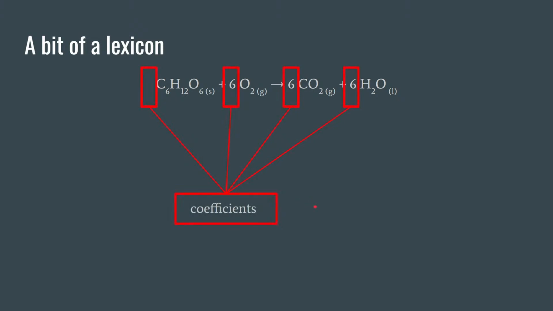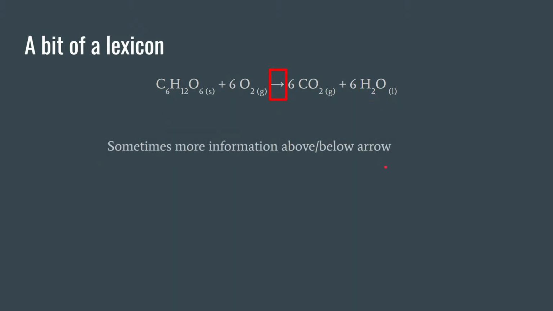The coefficients are the numbers in front. Those tell you how many molecules or formula units or atoms you have of that particular substance. So for this reaction, we have 1 molecule of glucose reacting with 6 molecules of oxygen to produce 6 molecules of CO2 and 6 molecules of water. Okay. When you're balancing the reaction, you do fiddle around with the coefficients. You don't touch the subscripts, you do change the coefficients.